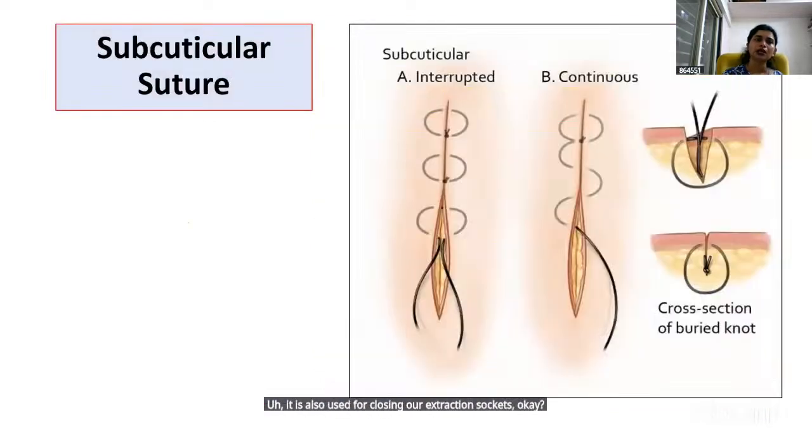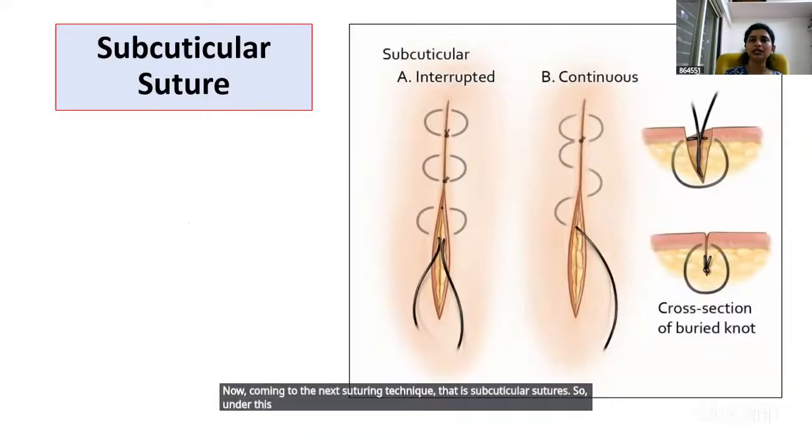Okay. Now coming to the next suturing technique, that is subcuticular sutures. Under this we have interrupted and continuous. As the name suggests, subcuticular.